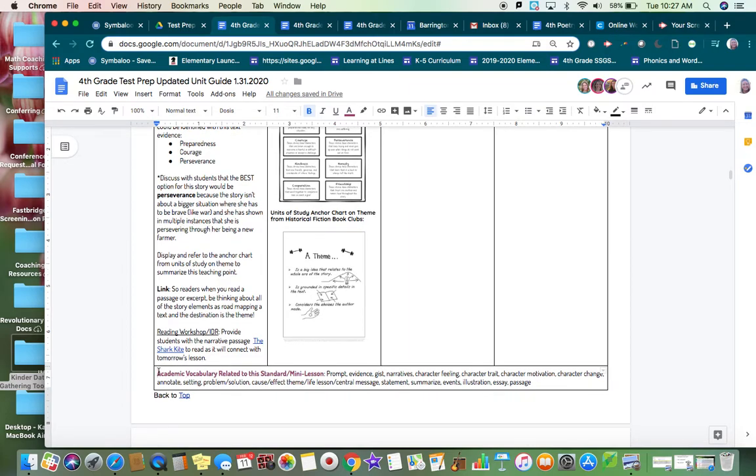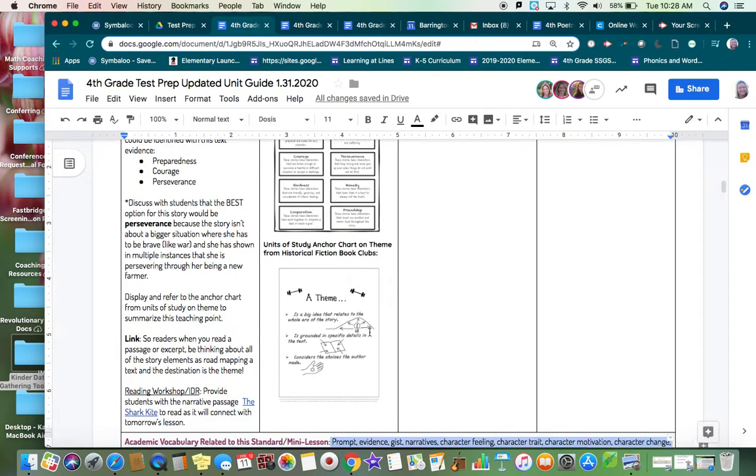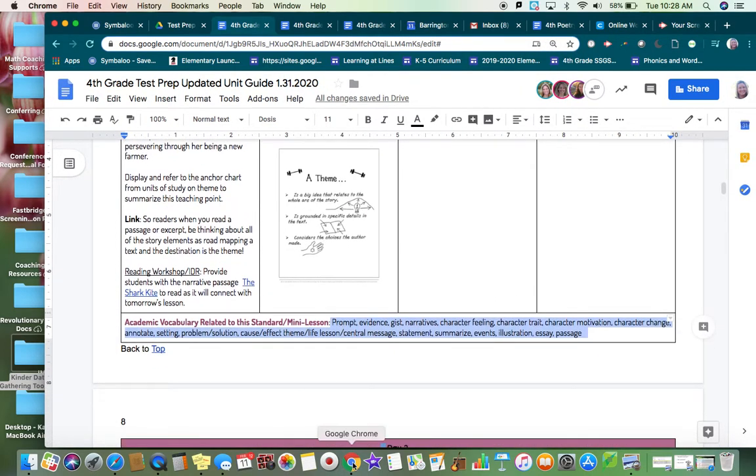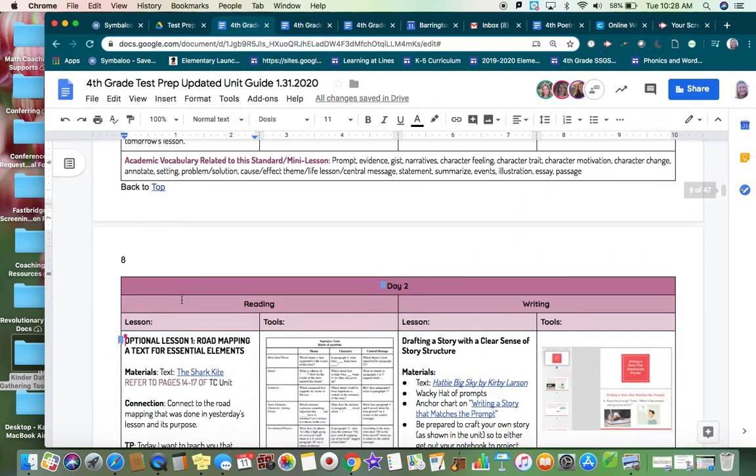Another thing we looked at the IAR released items for was to determine what is the academic language that test writers are using when asking students about theme or text structure. What are the words they're using so we can build that in for students so they can be flexible when answering that. I'm going to blow this up a little bit. So down here is some of those words that would be related to this lesson. And you'll notice this after each lesson.